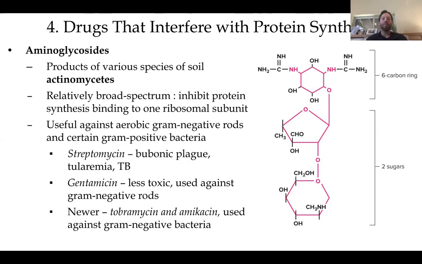Relatively broad spectrum, they inhibit protein synthesis by binding to a ribosomal subunit. Okay, and so now those subunits can't come together. Particularly useful for aerobic gram-negative rods or bacillus, right? And some gram-positive bacteria. And here are some examples of those.